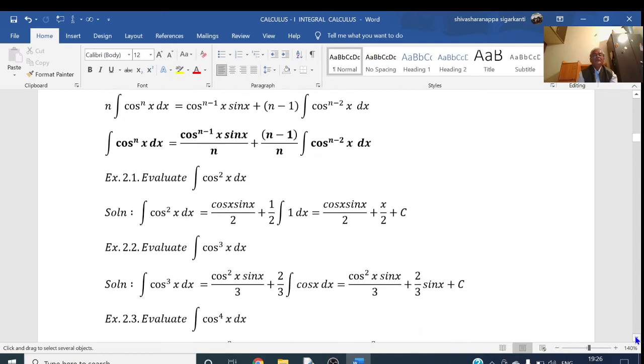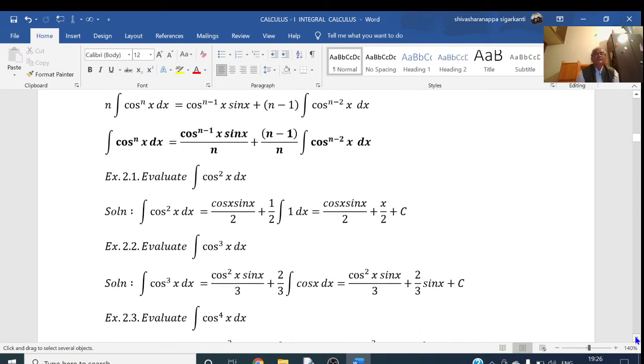Next we go for evaluating the integral of cos x to the power of 3 dx. Here n equal to 3. If I put n equal to 3, I get cos square x sin x by 3 plus 3 minus 1, that is 2 by 3, into the integral of cos x to the power of 3 minus 2, and 3 minus 2 is 1. That is the integration of cos x dx. This is equal to cos square x sin x by 3 plus 2 by 3 into the integral of cos x, which is sin x plus c. So this is the integration of cos cube x.